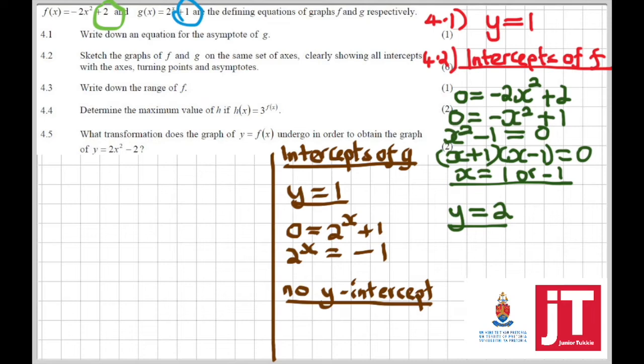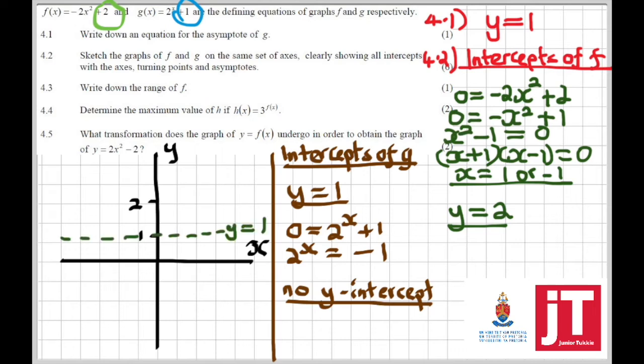Now, to sketch the graphs on the same Cartesian plane, we start with the key features. We've got our axes. Number 1, the asymptote y is equal to 1, which you're seeing on the screen right now. Then we draw our exponential function, and remember to label it as g. Then we insert our x-intercepts, which are at minus 1 and plus 1, and not minus 2 and 2. So it's actually minus 1 and positive 1, just like that.